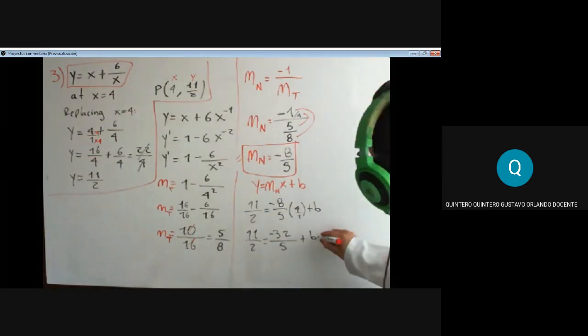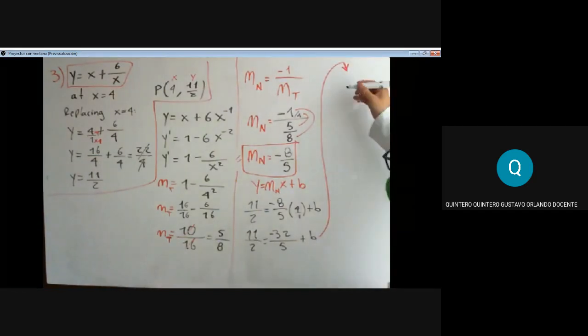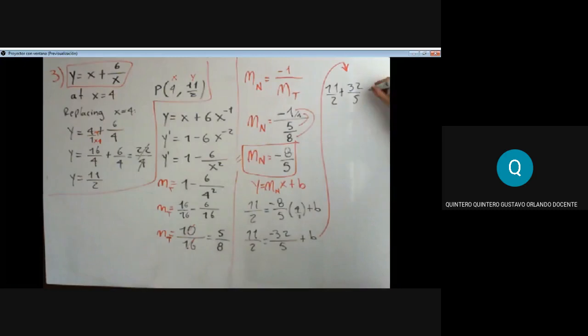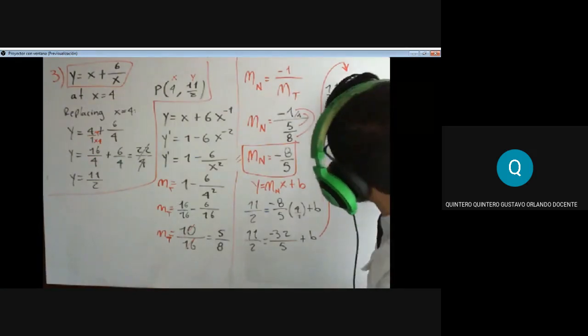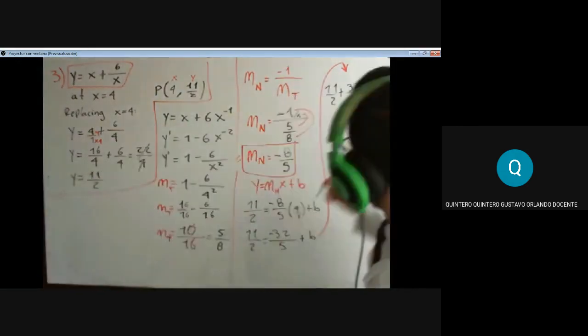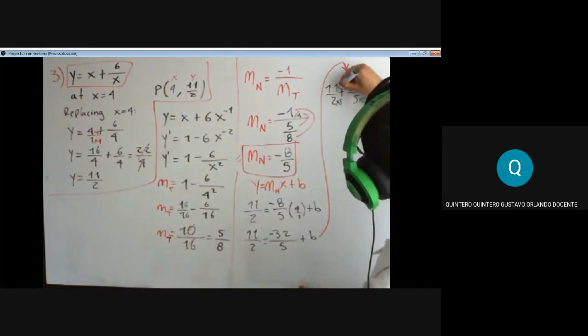Okay, so 11 over 2, and then pass the 32 over 5, so plus 32 over 5 will equal my value of b. I'd do this in the calculator, but I don't have access to one, so I'm going to amplify my fractions. I'm going to multiply this one by 5. Sorry, I'm going to change colors now. You can amplify this one by 5 and this one by 2.